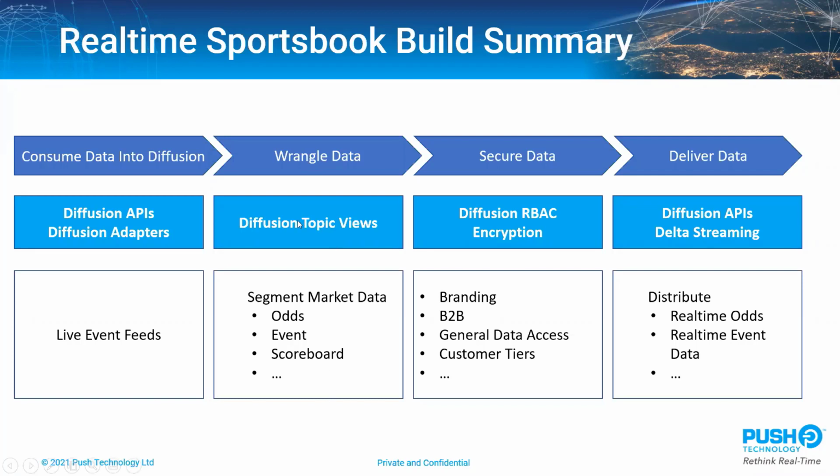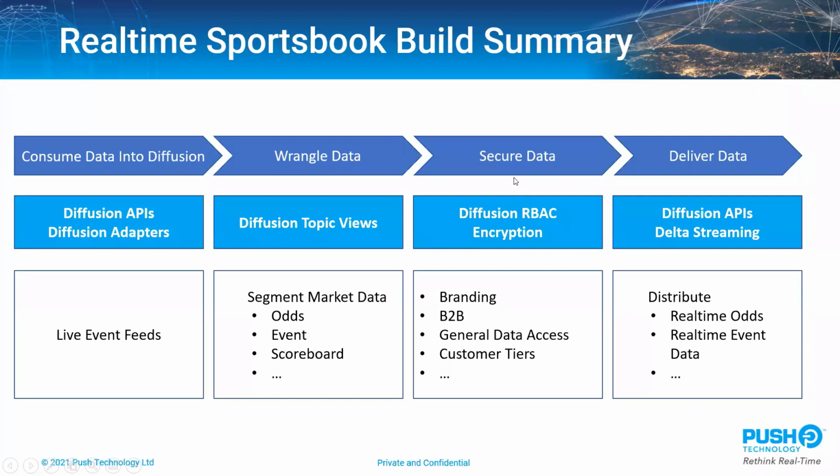And then starting to dynamically create these Diffusion topics and segment the data into market line odds, into event types, into live events that are happening, and incidents that are happening inside of the scoreboard, but using the data wrangling capability to eliminate the code that's needed to do this and allow Diffusion to segment this data for you at scale and speed into potentially millions of different types of topics inside of Diffusion.